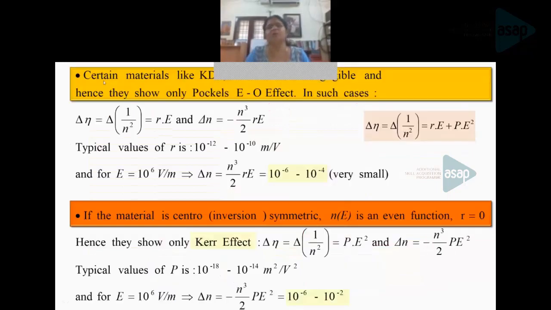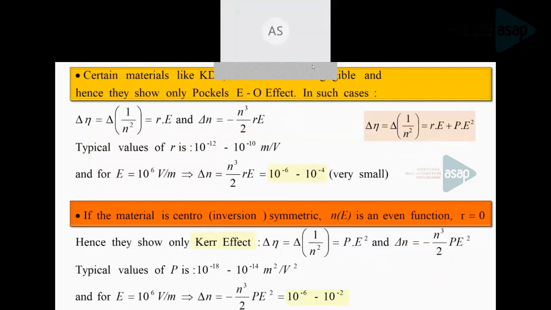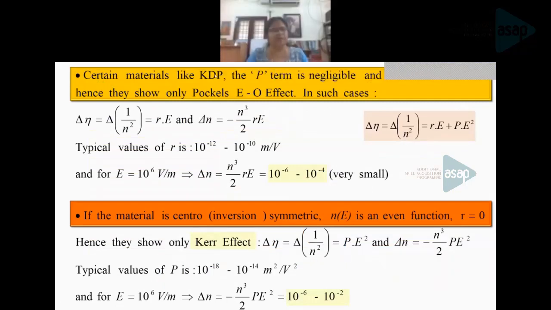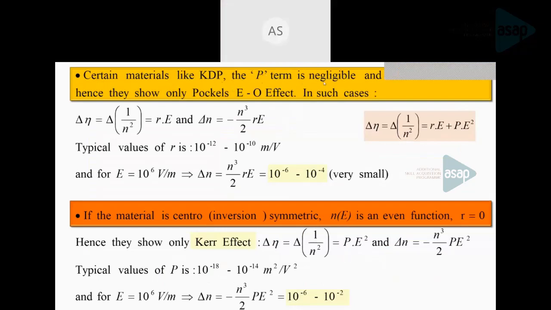Here we are considering certain materials like KDP. In such materials, the p term is negligible, so the second term is negligible and we can avoid this term. That means only the first term exists in this equation. It shows that KDP exhibits only Pockels effect, not Kerr effect, because this part is negligible.